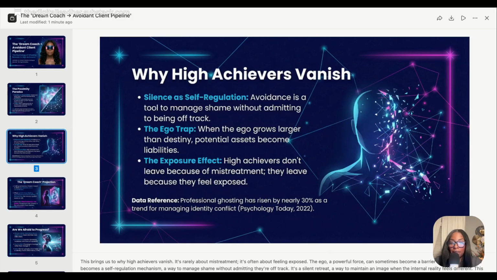The exposure effect. Let's go there. The high achievers don't leave because of mistreatment. They leave because they feel exposed. I wrote about that too, and kind of dug into the psychology today. I'm telling you, if you have not been reading my articles and essays, you miss out because they are good. They are really good. And it's really going to help you with seeing the light within yourself so that you can rise up.